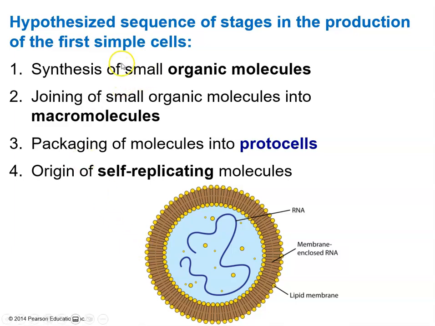These are the four hypotheses in order of the stages that are thought to have occurred leading to the first simple cells. So just briefly, they're here, but we're going to go into more details of these, including some of the scientists and experiments that specifically led to these hypotheses. So let's start with the first one, the synthesis of small organic molecules.